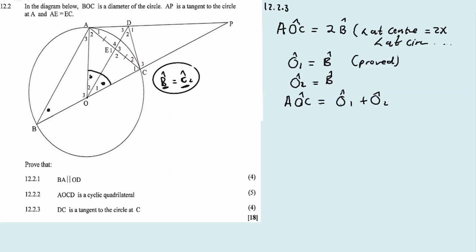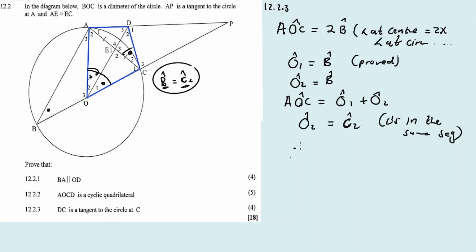And we just showed this shape is a cyclic quad. Then this angle O2 is equal to C2. It's because of angles in the same segment. Angle O2 is equal to angle C2. Angles in the same segment. The angle is equal to this one. So this is C2.